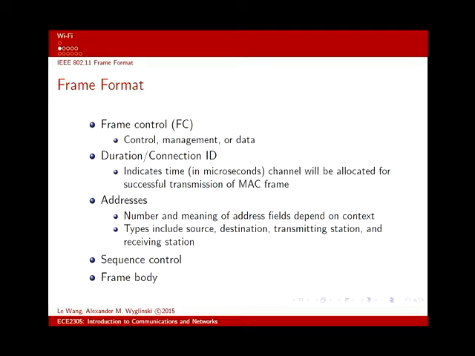Then there's also a variety of addresses. Let's say there are four, 1, 2, 3, 4, that represent things like the source and destination, the transmitting station and the receiving station. Then finally you have the sequence control number. This is actually kind of important.